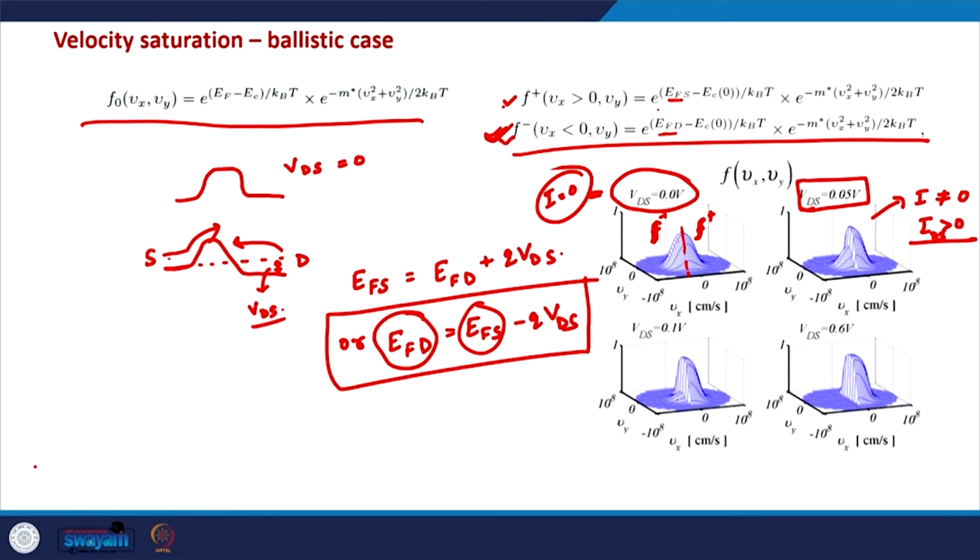as expected here, the negative velocity distribution is getting smaller and smaller because the value of EFD is quite below the value of EFS. So that is why this F plus will be larger as compared to F minus, and this is what we see in this VDS equal to 0.1 volts plot as well.